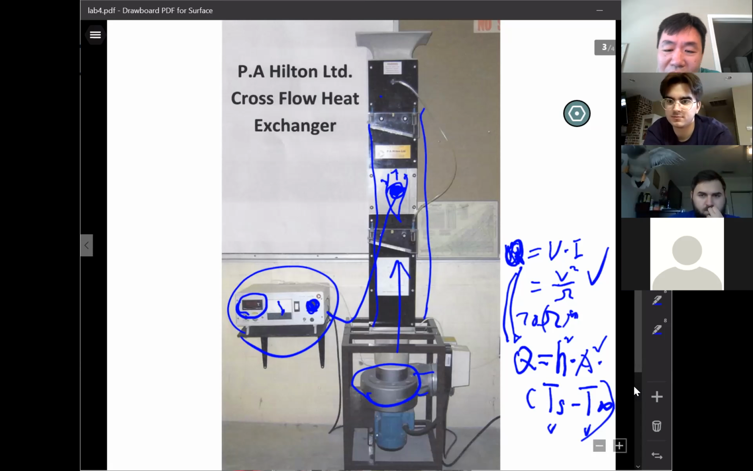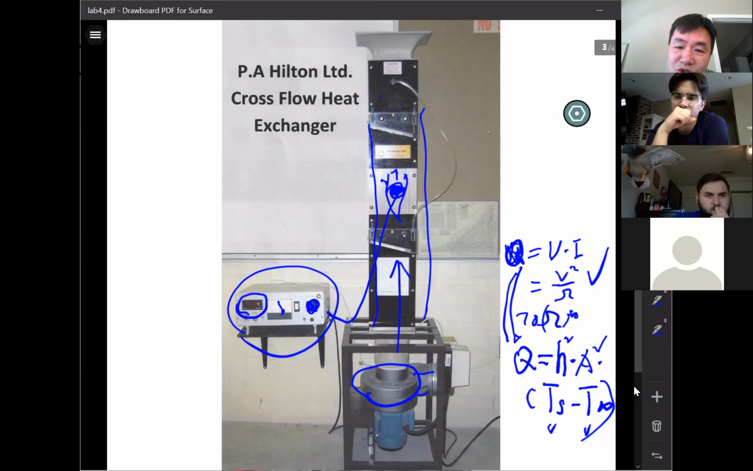So H is dictated by how fast the wind I set it up here. So at any given wind speed, you can find your H based on this relationship. In this experiment, I'm going to change the wind speed 6 times. So you will have 6 convection heat transfer coefficients measured.